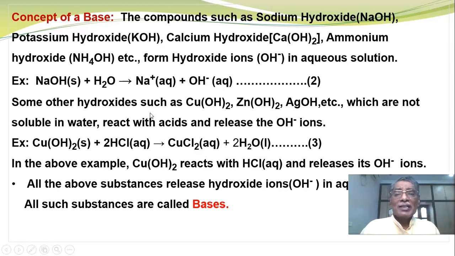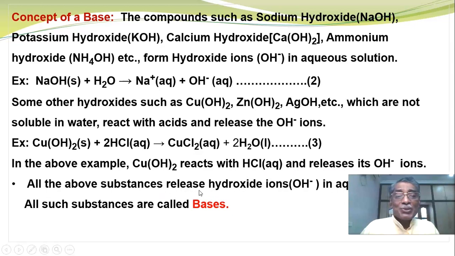Some other hydroxides such as copper hydroxide, that is Cu(OH)2, zinc hydroxide, that is Zn(OH)2, silver hydroxide AgOH, etc., are not soluble in water, but they react with acids and release the OH- ions. For example, Cu(OH)2 solid plus 2HCl aqueous gives rise to CuCl2 aqueous plus 2H2O. In the above example, Cu(OH)2 reacts with HCl aqueous and releases OH- ions.